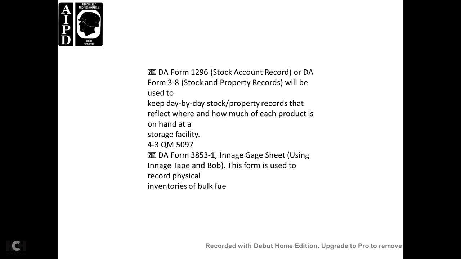DA Form 2096, the stock account record, and DA Form 38, the stock property record, will be used to keep the day-to-day stock records that reflect how much of each product is on hand at the storage facility. For 43QM 5097, use DA Form 3853-1, the gauge sheet with the gauge tape at the bottom of the form, to record the physical inventory for the bulk fuel.